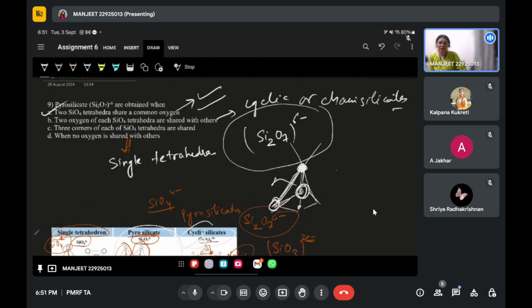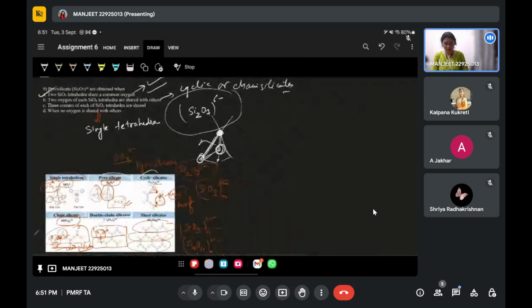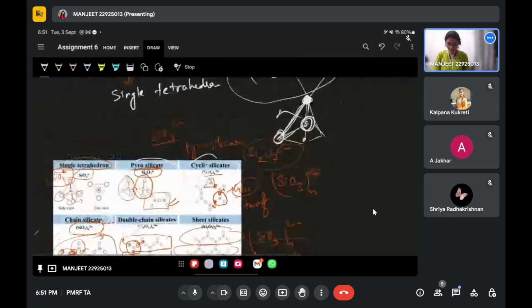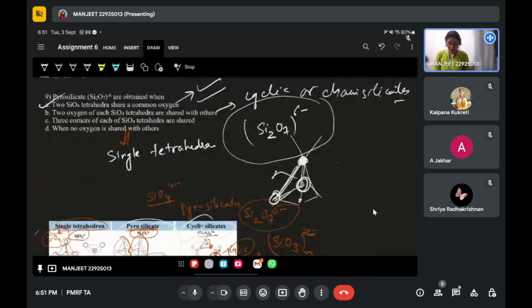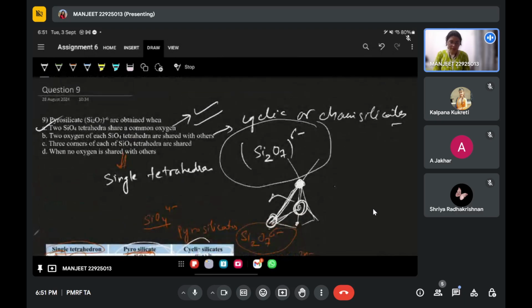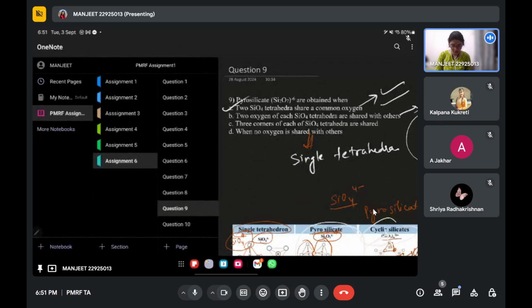Okay, so these are the different types of silicates. How they are arranged, their naming corresponds to that. So you also have to remember the mer unit for the different kinds of silicates. So this is all about question number 9. Let's move to question number 10.